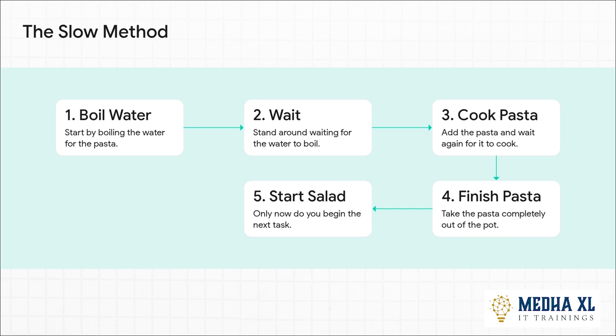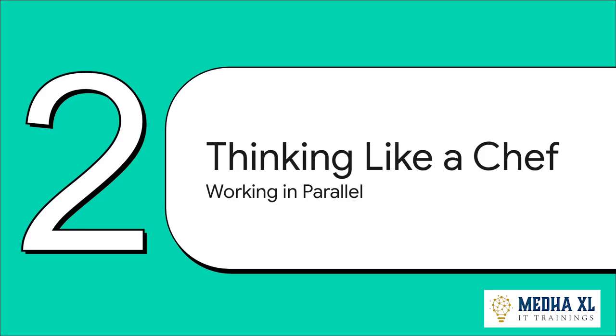All of that dead time, all that just standing around, that is exactly how a basic computer program works without multithreading. It gets stuck on one task, and it's totally unable to move on until it's 100% finished. But of course, that's not how anyone actually cooks, right? A real pro would never, ever work this way. To be efficient, you've got to start thinking like a chef.